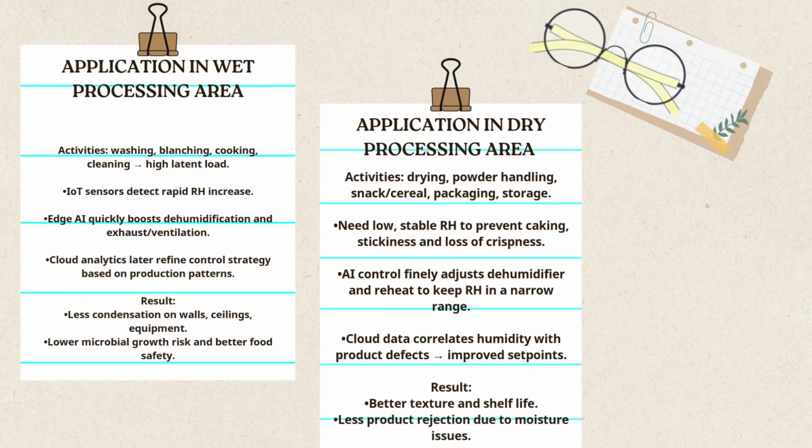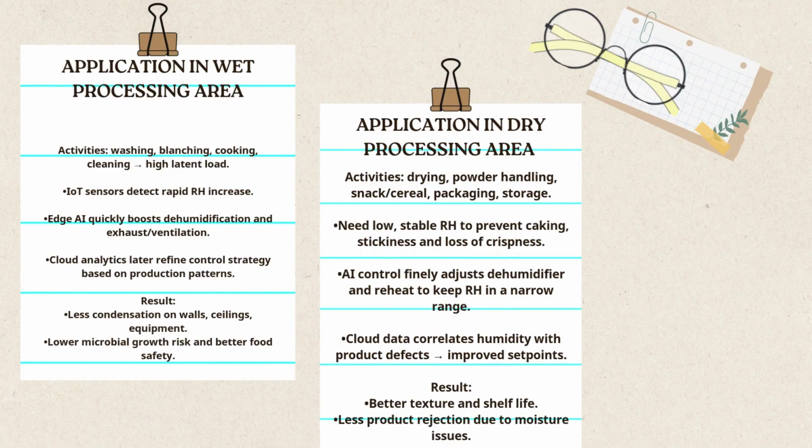In wet processing areas, such as washing, cooking, and cleaning, humidity increases very quickly. The sensors detect this rise, and HAI responds immediately by increasing dehumidification and ventilation. Later, the cloud system analyzes the data to improve future control strategies. As a result, condensation on surfaces is reduced and microbial risks become lower.